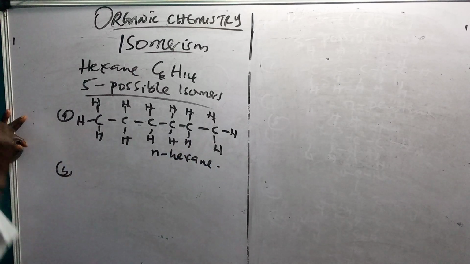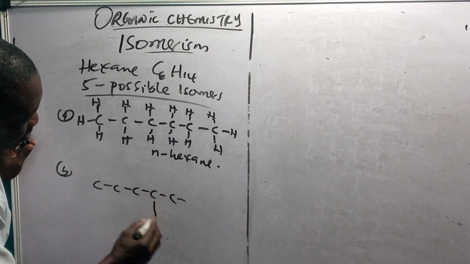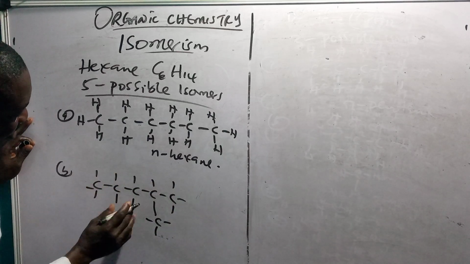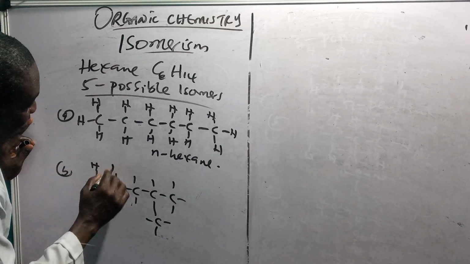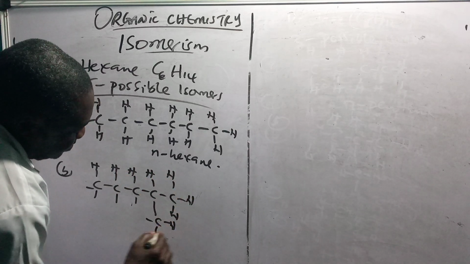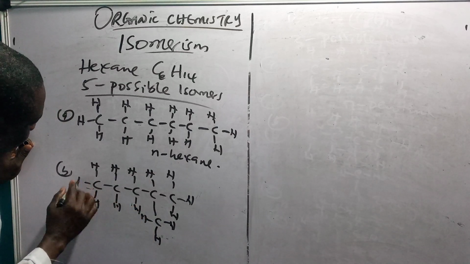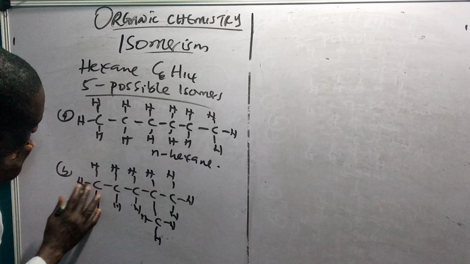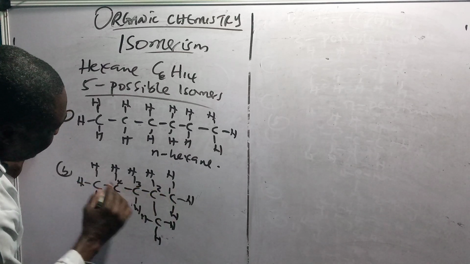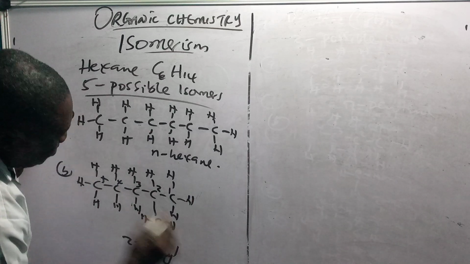Let's see another one. You can have something like this. You see, I have the fifth one. So just put a structure like this. Its substituent is not changing from the original, from the linear type. So this is an isomer of hexane. In this case, we count. Start counting from 1, 2, 3, 4, 5. 2-methyl pentane.